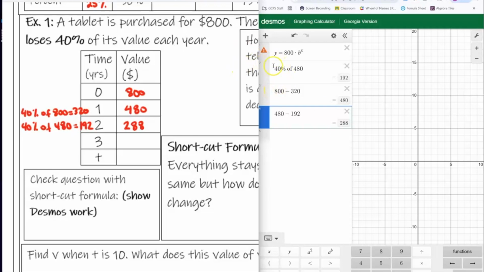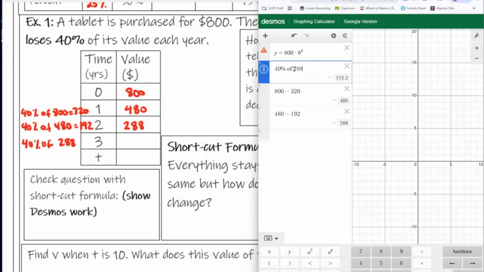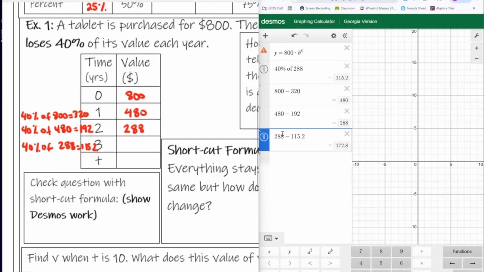And I'm just going to repeat this process. So if I want to find out its value in year 3, I'm going to find 40% of what it's currently worth, which is $288. And that's going to be $115.20. Then I'm going to take the 288 that it's worth in year 2, subtract the 40% that I just found out, which is 115.2. So now that tablet is worth $172.8.